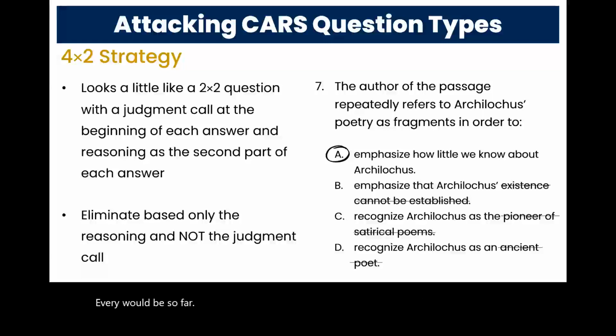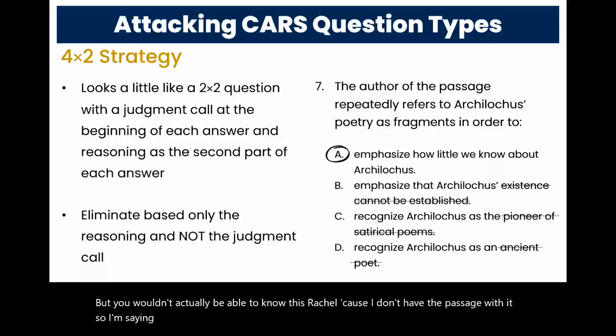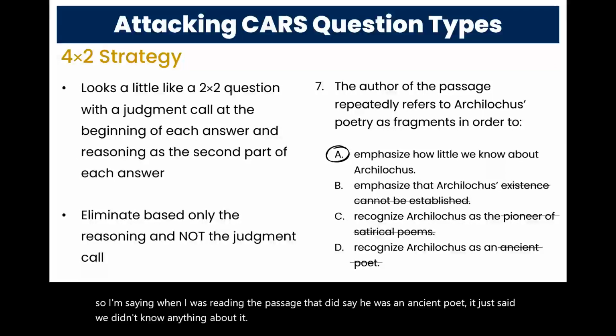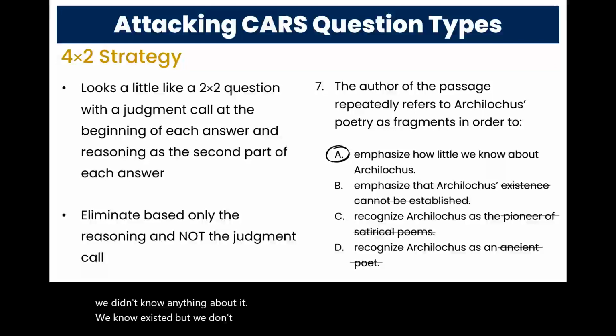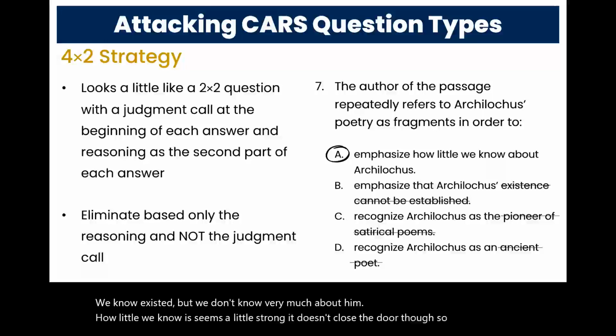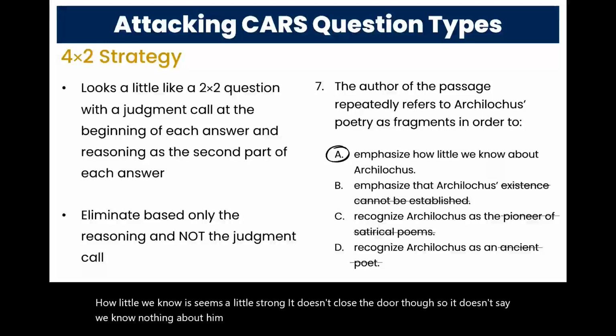But you wouldn't actually be able to know this, Rachel, because I don't have the passage with it. So I'm saying when I was reading the passage, it did say he was an ancient poet. It just said we didn't know anything about him. We know he existed, but we don't know very much about him. How little we know seems a little strong. It doesn't close the door, though. So it doesn't say we know nothing about him. It just says we know very little about him.